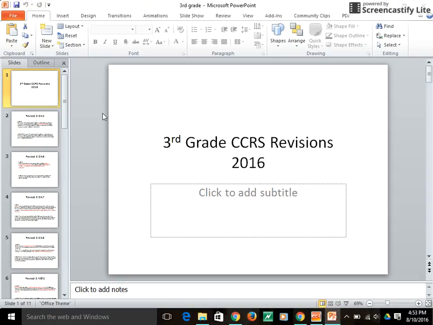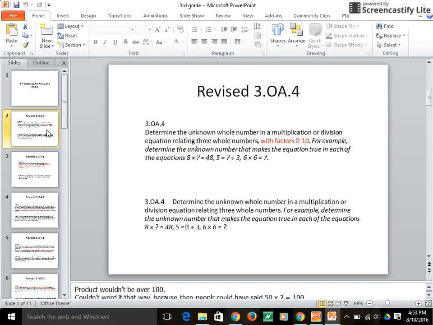Hey, third grade. As you may know, there were revisions to our standards, and so 2016 has some changes. Third grade doesn't have any new standards, but you do have some revisions that I want you to be aware of, and we are going to go through those.